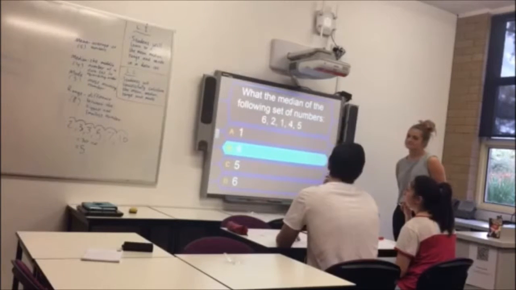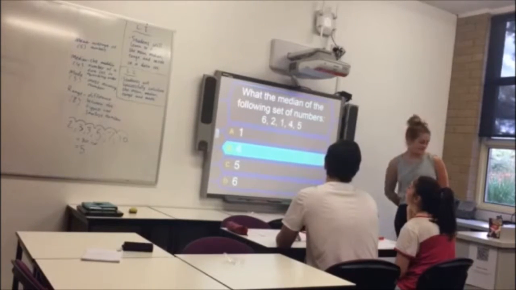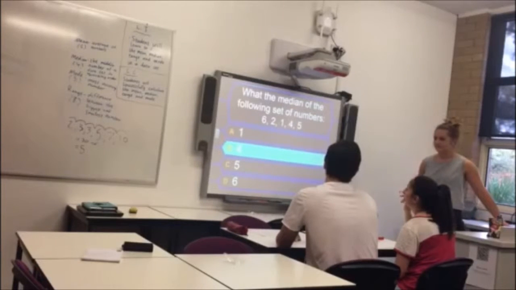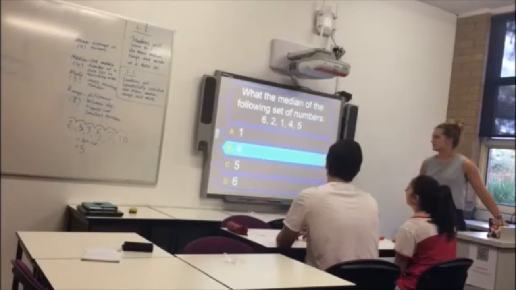Well, you have to put the numbers in order from the smallest to largest first to find the median, the middle number. So the numbers would move around, would they? So it goes 1, then 2, then 4, then 5, then 6, and 4 is the one in the middle. Mm-hmm. So they change around.